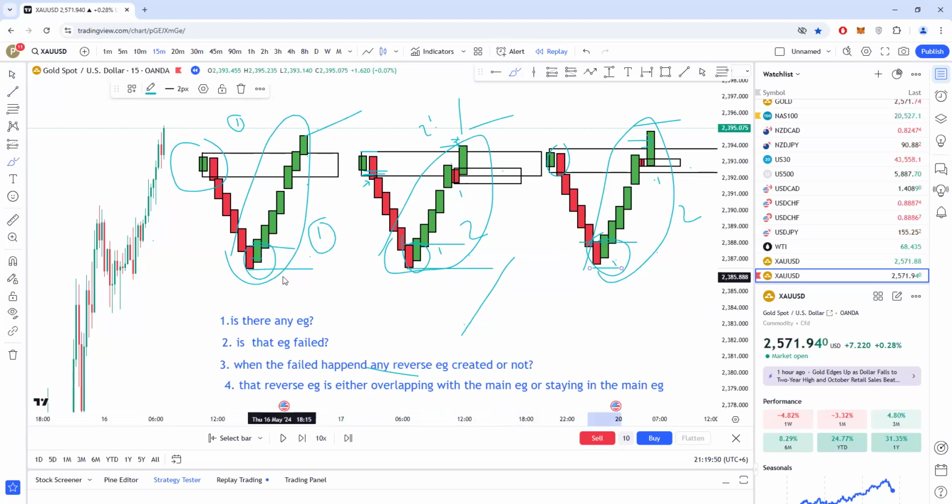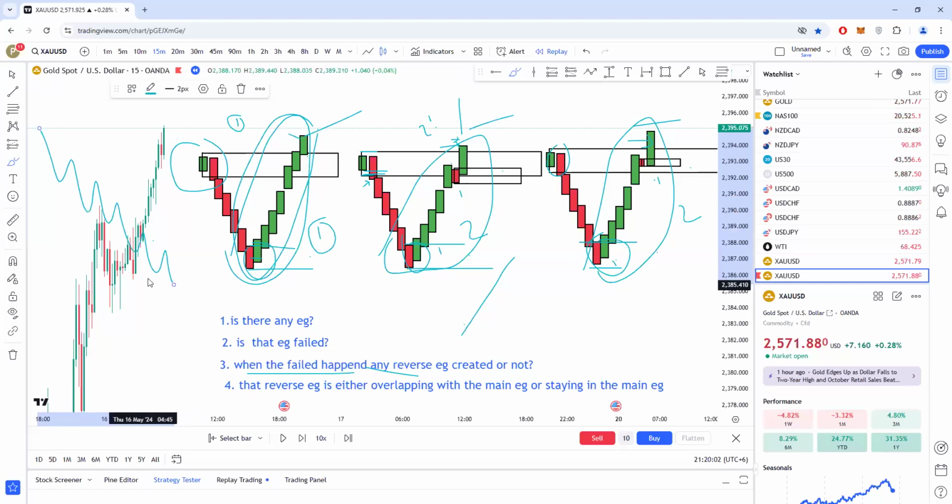So I said when the fail happened. So this is where the fail happens. This is the whole leg we are talking about. The market is always moving like this, isn't it? High and low, high and low. So this fail happened. I asked for any reverse. Reverse means our main one is the easy sell, so our reverse would be the easy buy. So in this whole leg, we have one easy buy. Is this part clear?